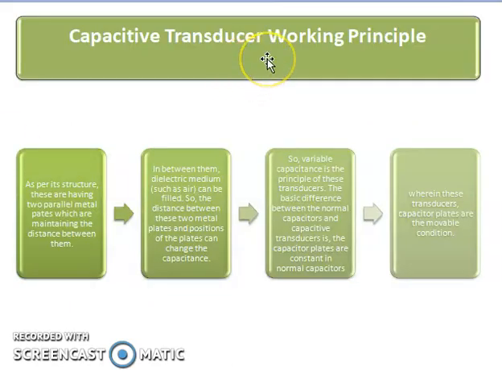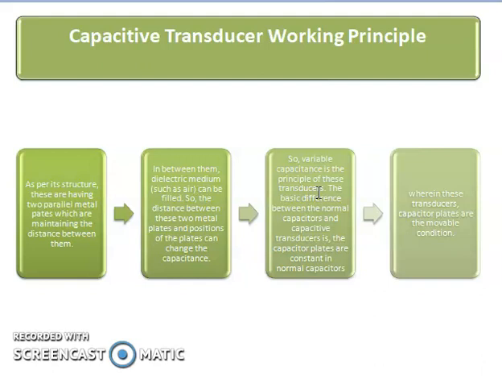Now, the capacitive transducer working principle. As per the structure, these have mainly two parallel metal plates which maintain a distance between them. In between them, the dielectric medium can be filled. So the distance between the two metal plates and the positions of the plates can change the capacitance. So the variable capacitance is the principle of these transducers.